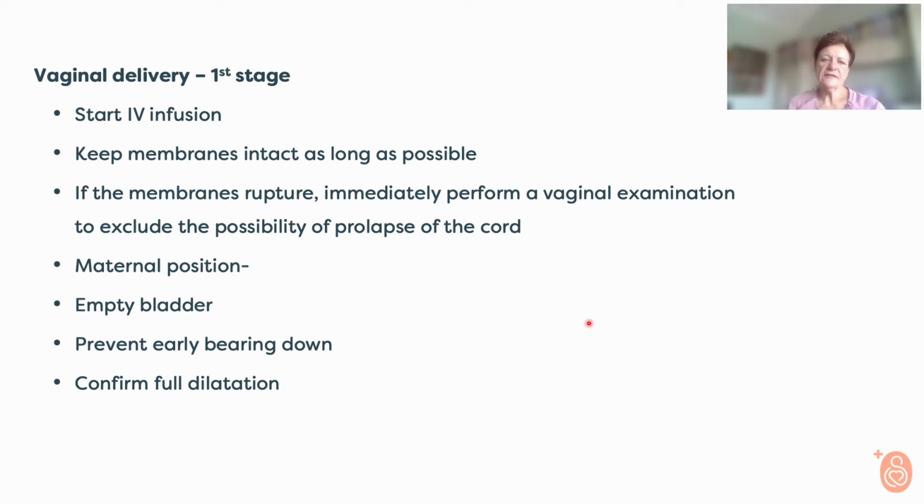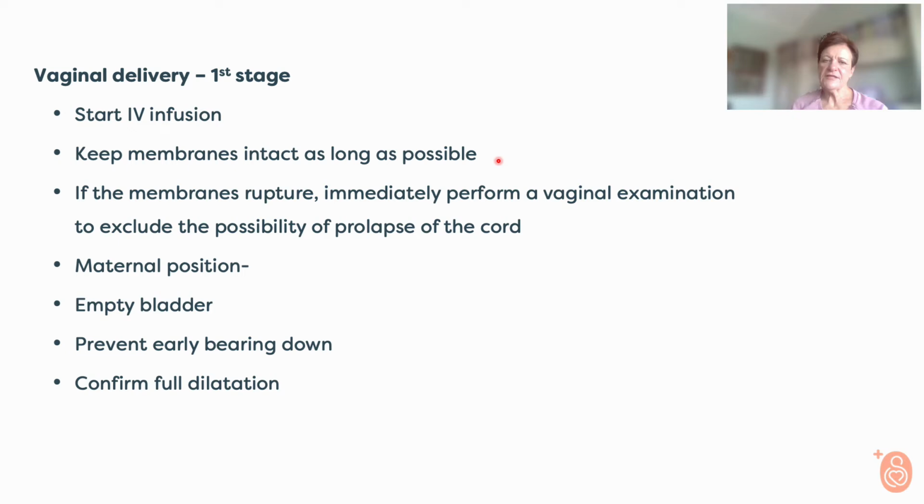Then, as I've said previously, one of our big problems is cord prolapse if the membranes rupture too early. So we need to keep the membranes intact as long as possible. And how we do it all depends on the situation. As I've said, the membranes tend to bulge very early because of this abnormal presentation, and there's lots of space for the fluid to come past the presenting part.